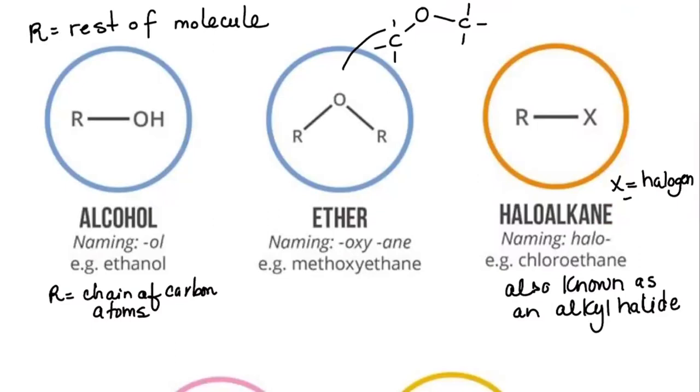Meaning anybody in 7A, fluorine, chlorine, bromine, iodine, when it's attached to a carbon chain, that is known as a haloalkane or an alkyl halide.